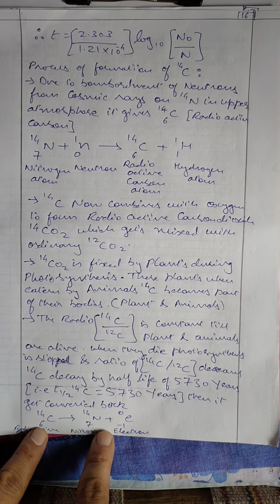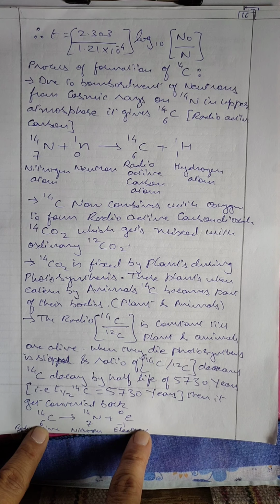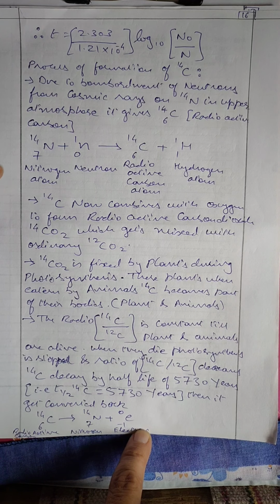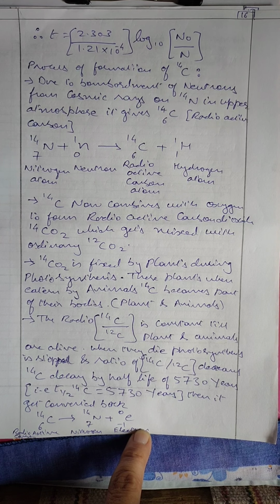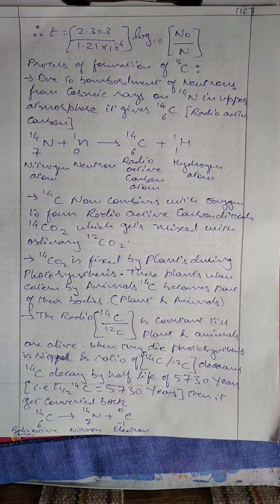C14 gets converted again into nitrogen and moves back into the space, that is the atmosphere, and one electron is released. So the reverse of this reaction takes place, and this C14 is again getting converted back into nitrogen.